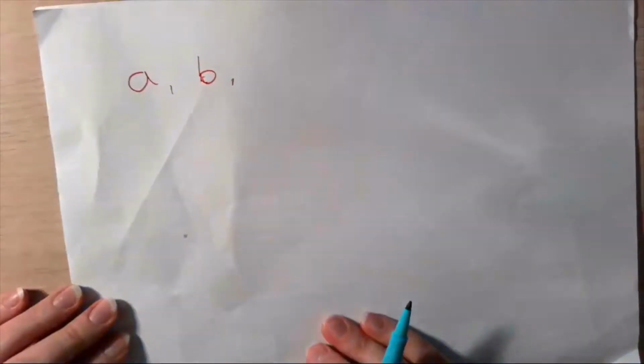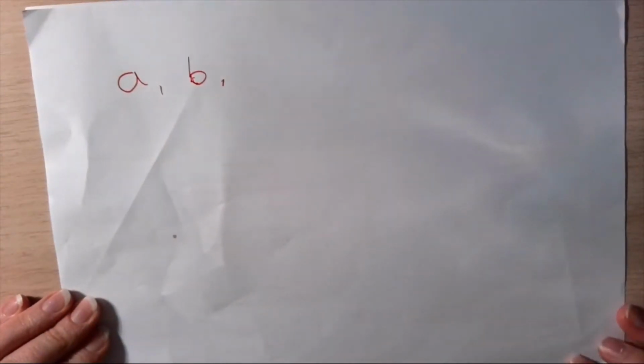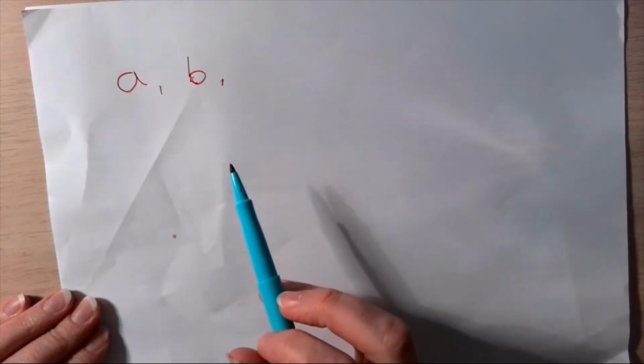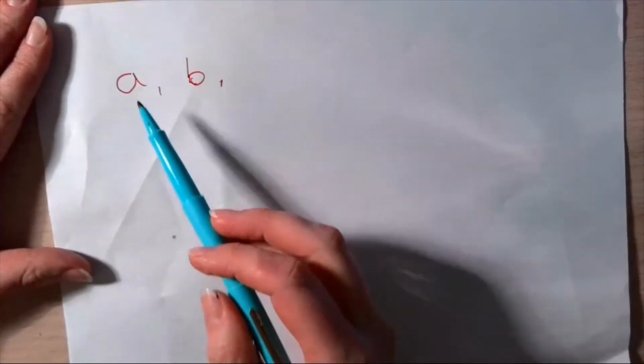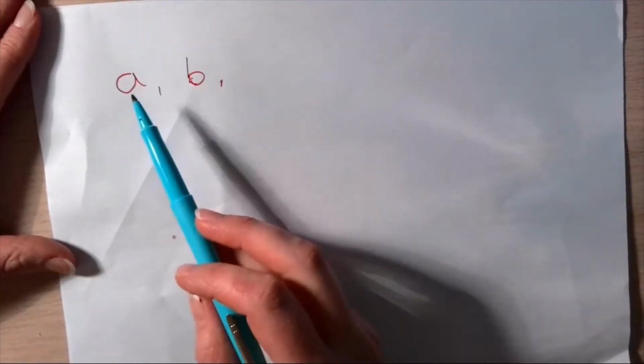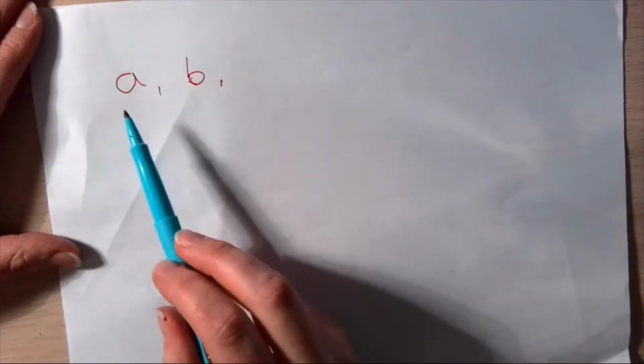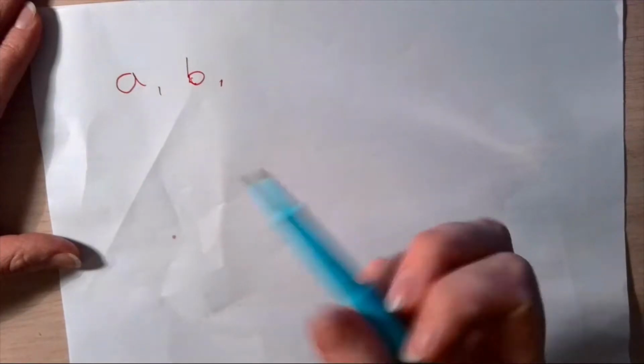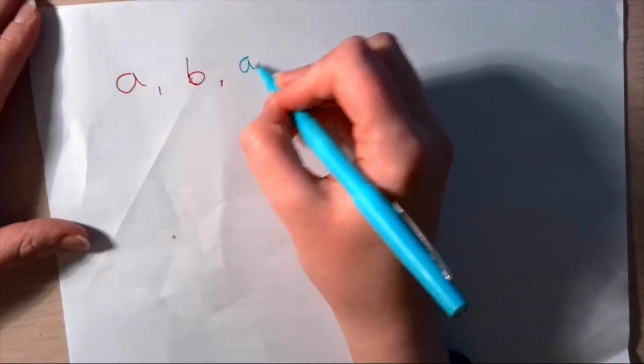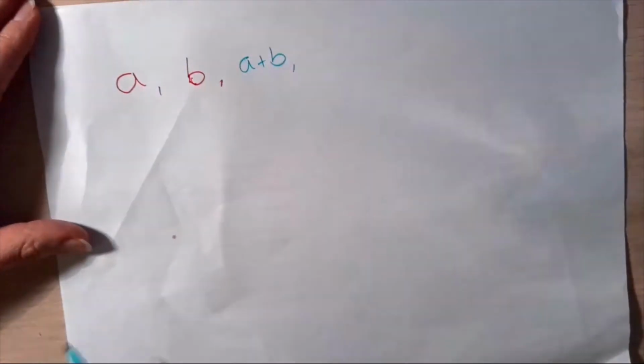Now we are going to have a look at algebraic Fibonacci sequences. Don't let it panic you. They look horrible, but actually they're really quite sensible and logical, so just take it steady with them. So here's my sequence, and here are my first two terms, A and B. My third term is going to be quite literally A plus B.